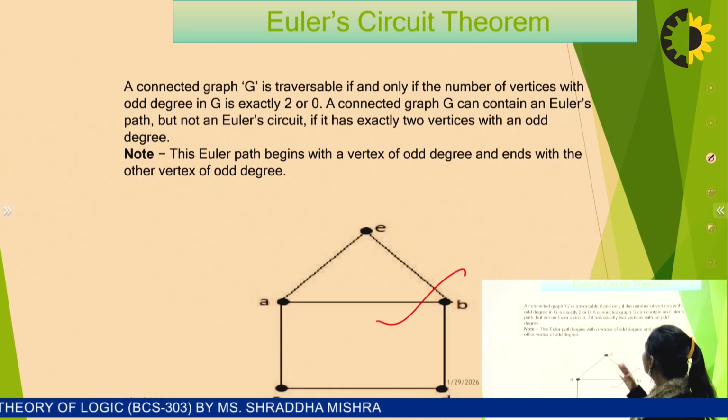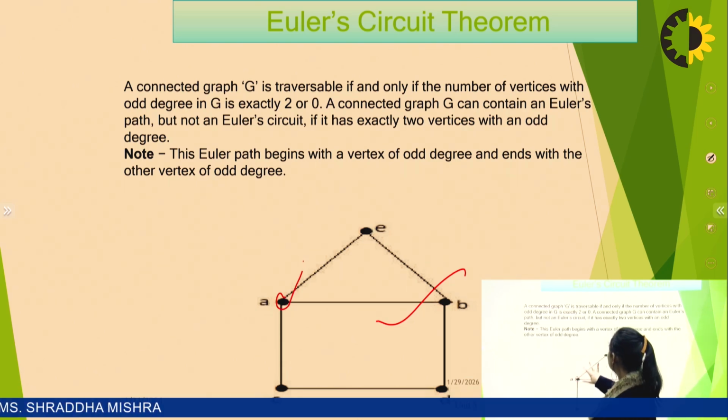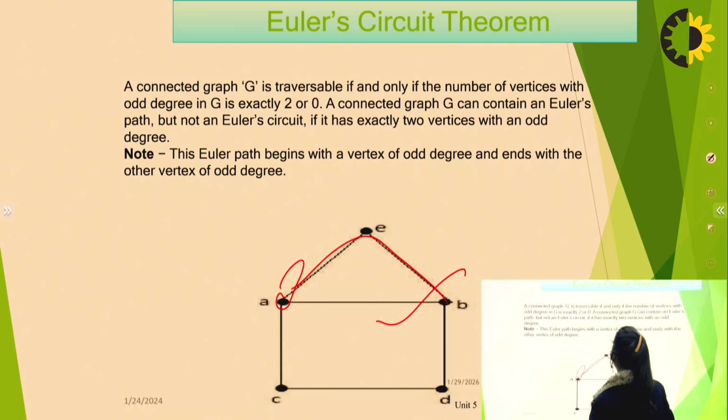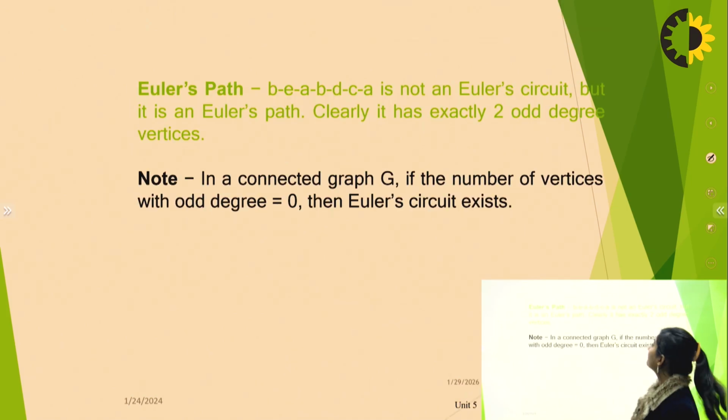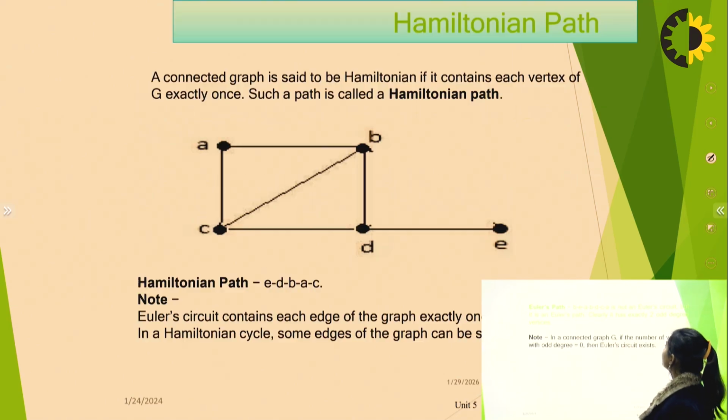You can see this Euler path begins with a vertex of odd degree and ends with the other vertex of odd degree. So, it started here, but it had to end somewhere else, right? It started here, but it ended at this one. So, it can't be a Euler circuit. Alright, so if you see that path, it's not a Euler circuit, but it is a Euler path, and clearly it has exactly 2 odd degree vertices.